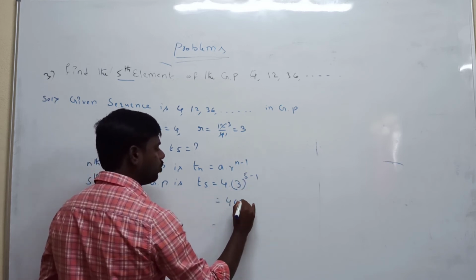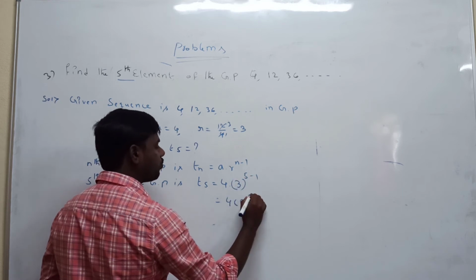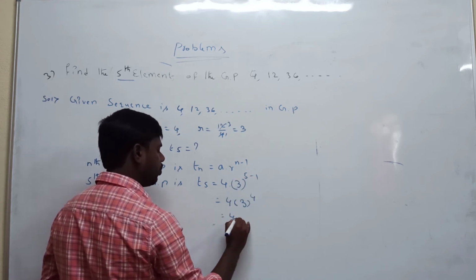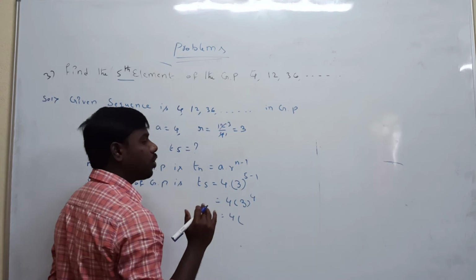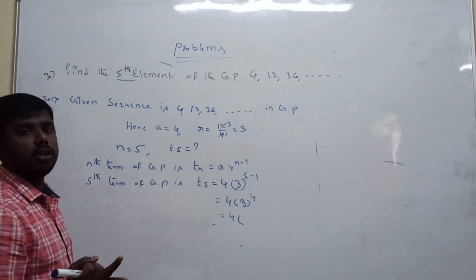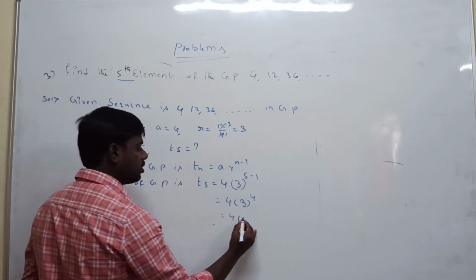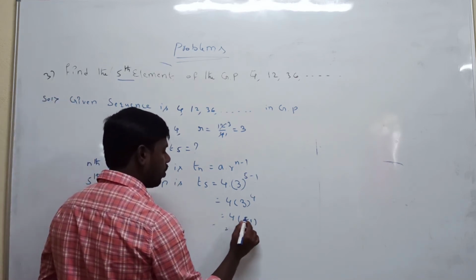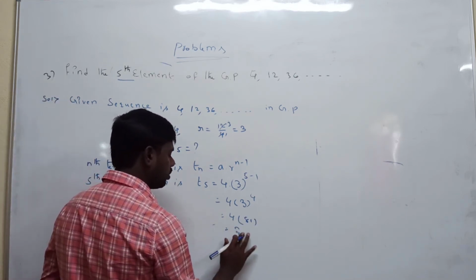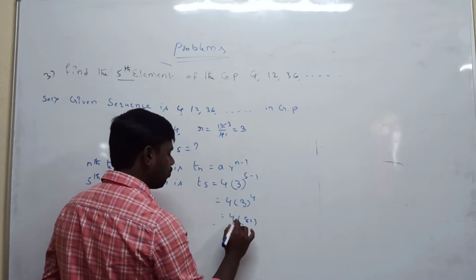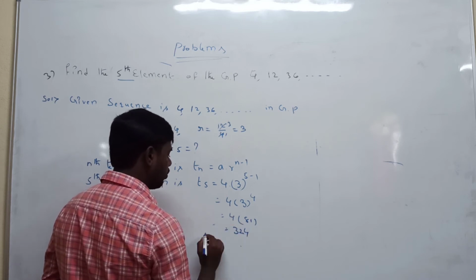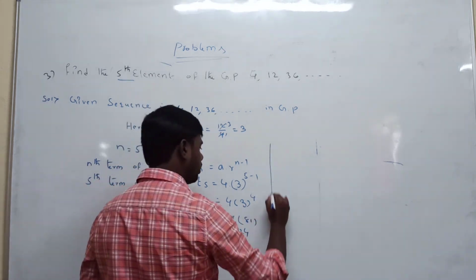4 into 3 to the power of 5 minus 1, which is 4, is equal to 4 into 3 to the power of 4. 3 to the power of 4 means 3 multiplied 4 times. 3 3 is 9, 9 3 is 27, 27 3 is 81. 4 into 81 is 324. Finally, what is the answer?